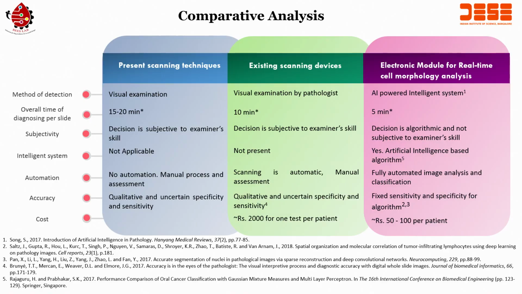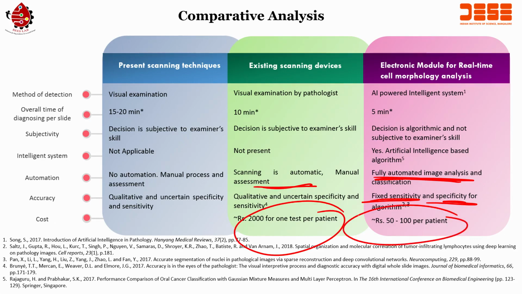Coming back to the automation part. In the present scanning technique, there is no automation, it is a manual process and assessment. In the existing scanning devices, scanning is automated and manual assessment is also there, while in this one fully automated image analysis is done. Finally, accuracy: it is qualitative and uncertain in the existing case, with variable specificity and sensitivity, while here there is fixed sensitivity and specificity for the algorithm. Cost is about 2000 for one test per patient, versus about 50 to 100 per patient.